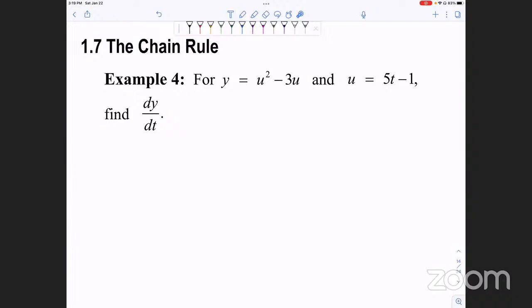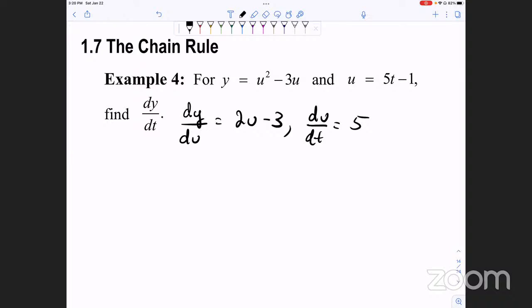So in this example, for y equals this and u equals this, find dy by dt. Okay, it's the same thing. First, let's find dy by du. The derivative of y with respect to u is going to be 2u minus 3. And then let's find du by dt. That's going to be 5.